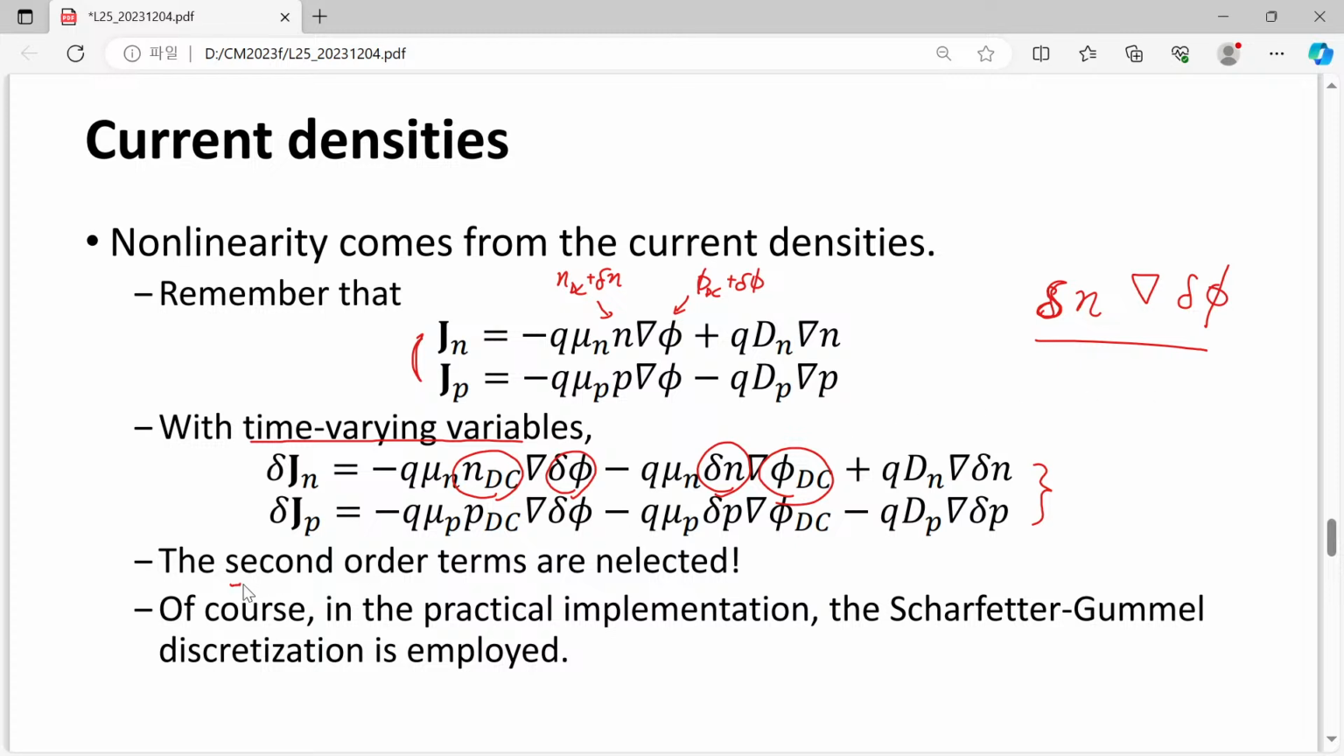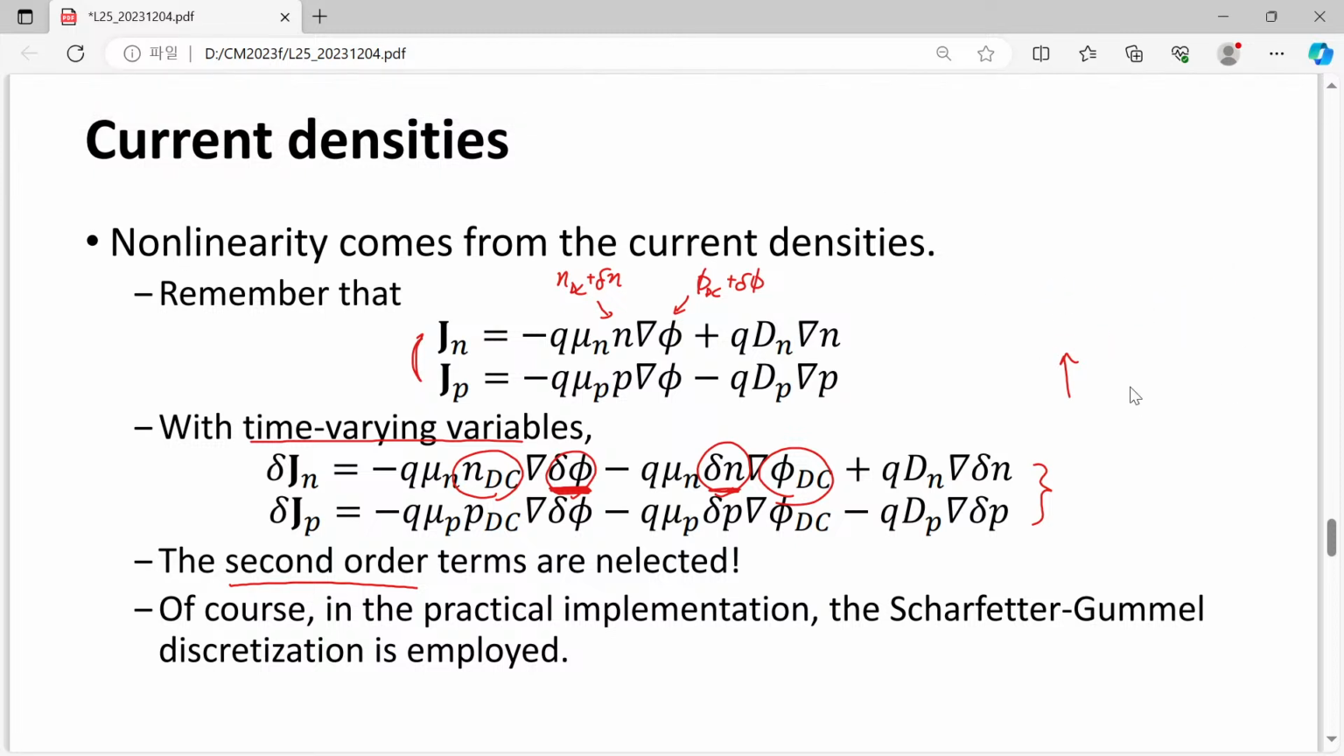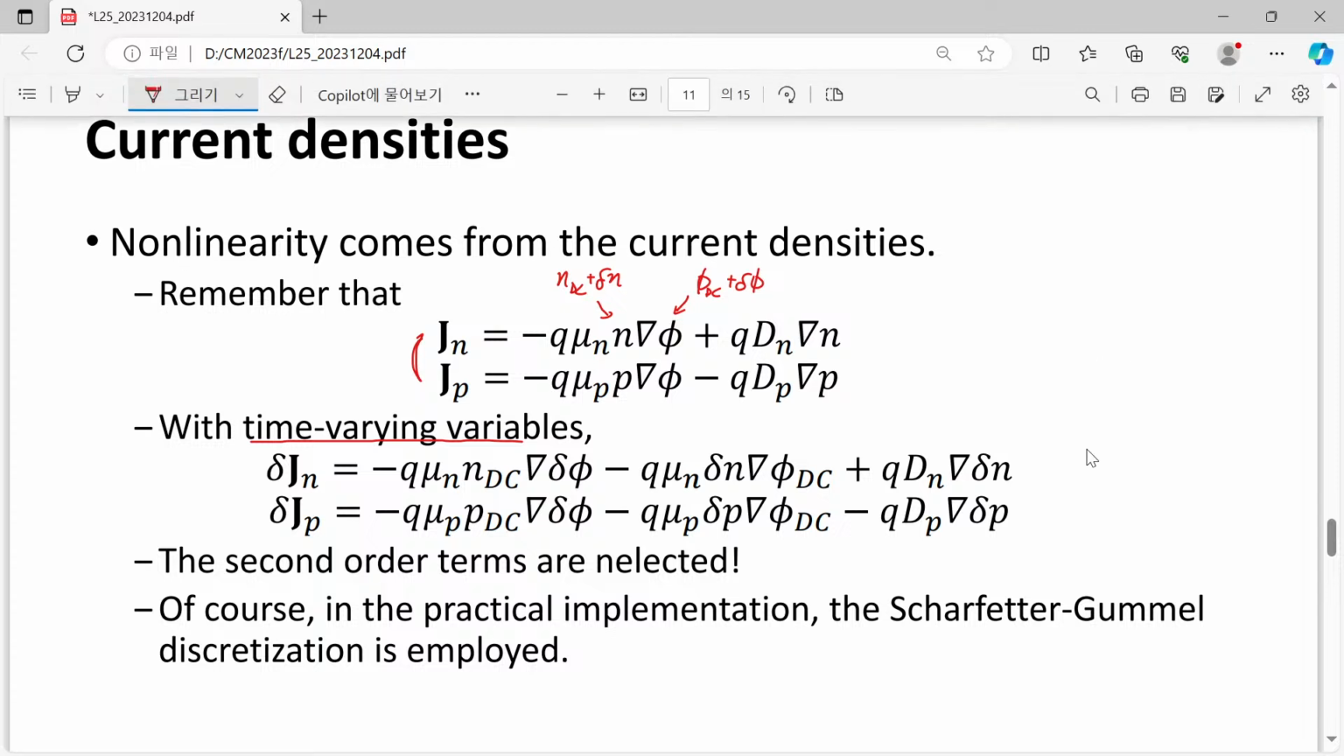Because this is a second order term, this is small and this is small. So both of them are small. Compared with this linear term with respect to the small quantities, this is too small. So we just neglect these second order quantities. Even without these second order quantities, it seems to be quite complicated. But anyway, this is the form.